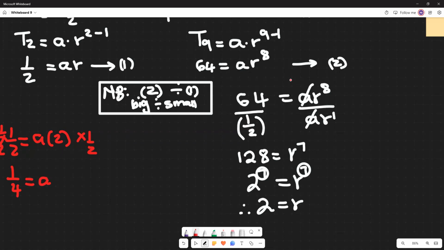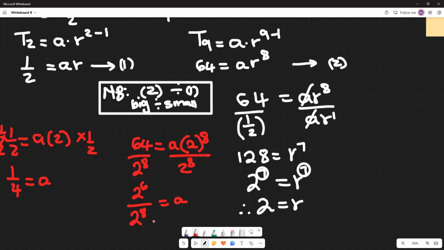Now let's check this one. Say you substituted your R here. You get 64 is the same as A times 2 to the power 8. You need to divide by 2 to the power 8 on both sides. And you know that 64 is 2 to the power of 6, so 2 to the power of 6 over 2 to the power of 8 is A. Therefore, this will be the same as 1 over 2 to the power of 8 minus 6, which is 1 over 2 to the power 2, which is 1 over 4 still. Perfect. So I'm sure we got that, ladies and gents.